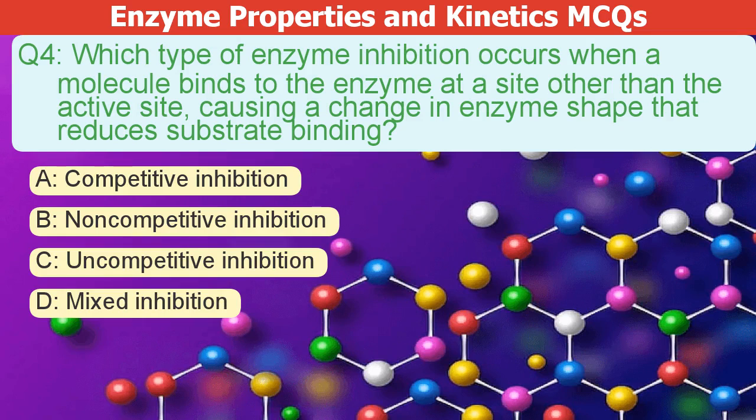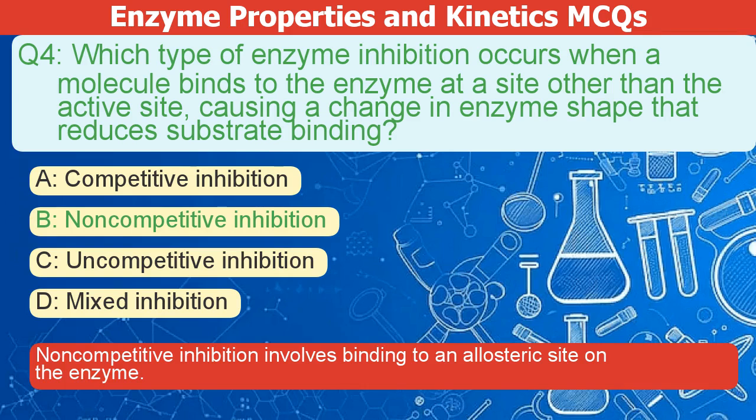Which type of enzyme inhibition happens when a molecule binds to the enzyme, but not at the active site? This binding changes the enzyme's shape, making it harder for the substrate to bind. A. Competitive inhibition. B. Non-competitive inhibition. C. Uncompetitive inhibition. D. Mixed inhibition. The correct answer is B. Non-competitive inhibition involves binding to an allosteric site on the enzyme.